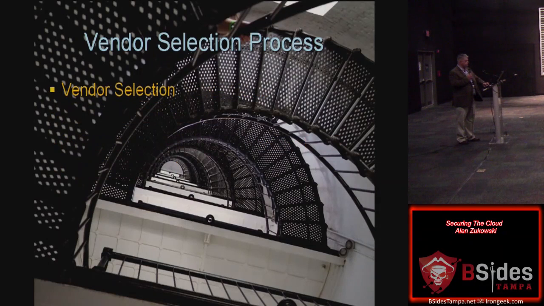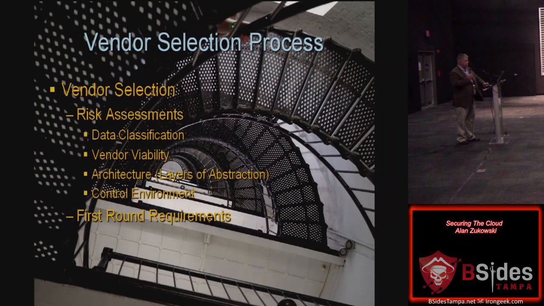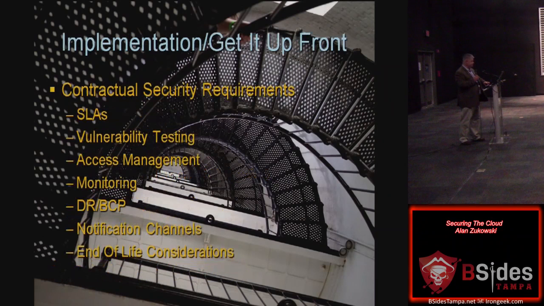So the vendor selection process, the risk assessments, data classification, vendor viability, again, architecture, layers of abstraction, their control environment, and the first round requirements. So this is stuff that all happens when you're talking to the vendor. And the requirements get built into the SLAs at every layer of abstraction.